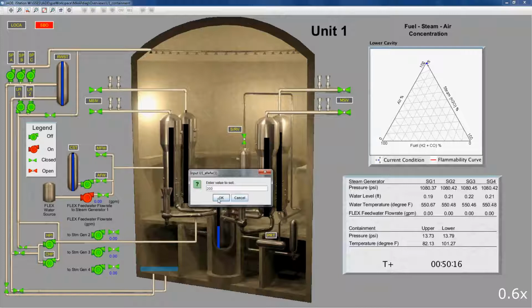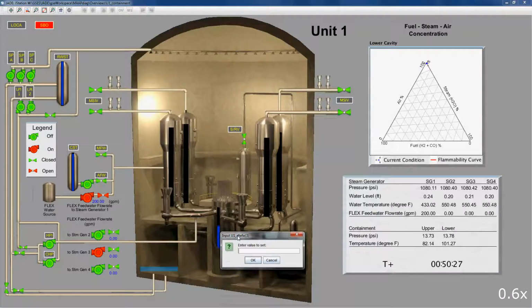Steam generators number 2 and 4 are dry throughout the scenario because no water is pumped into them. All 4 steam generators were allowed to boil dry so that side-by-side comparisons could be shown in this video.